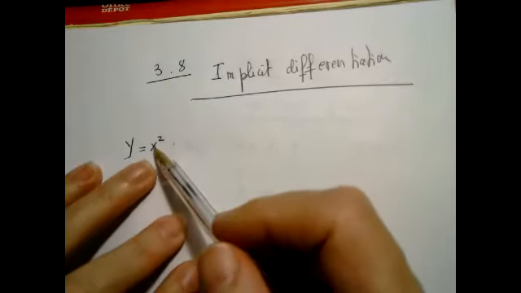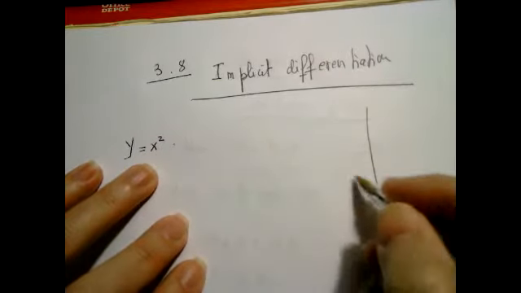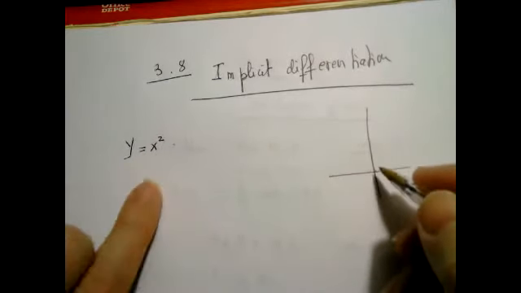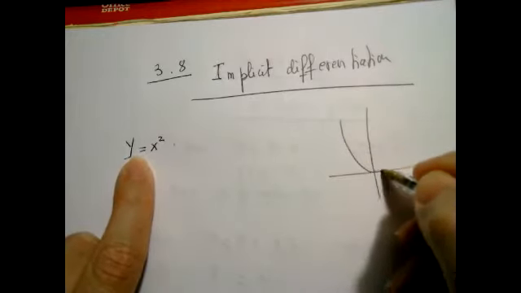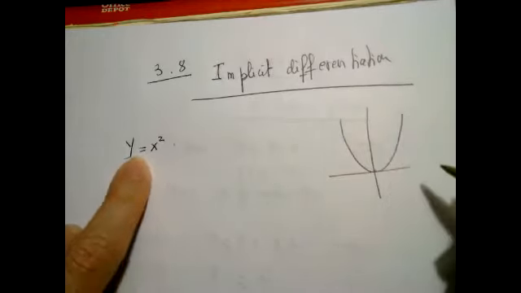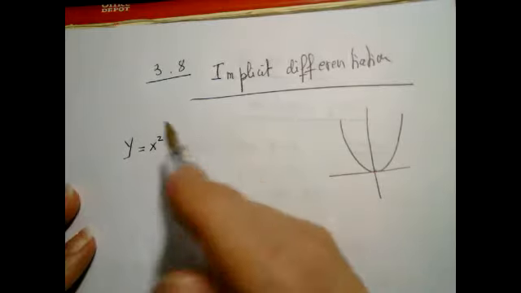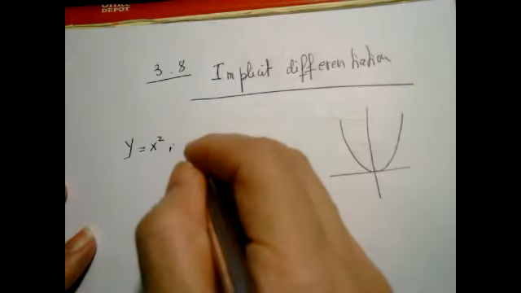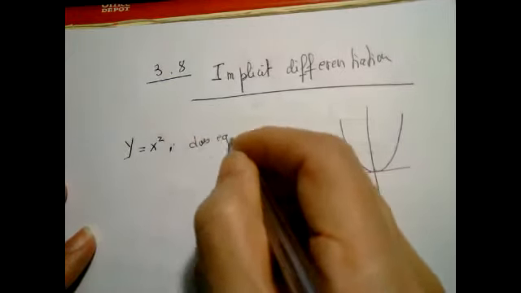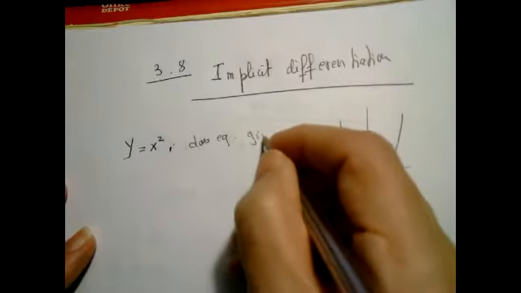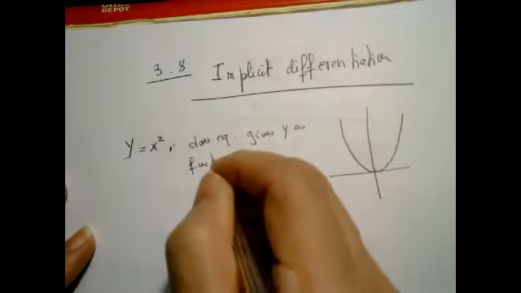And if I tell you to sketch the graph of this equation, it means we have to sketch all the points (x, y) that satisfy this equation. If we sketch all the points that satisfy this equation, of course, we know that we get a parabola. Now, this equation, y equals x squared, does it give y as a function of x?